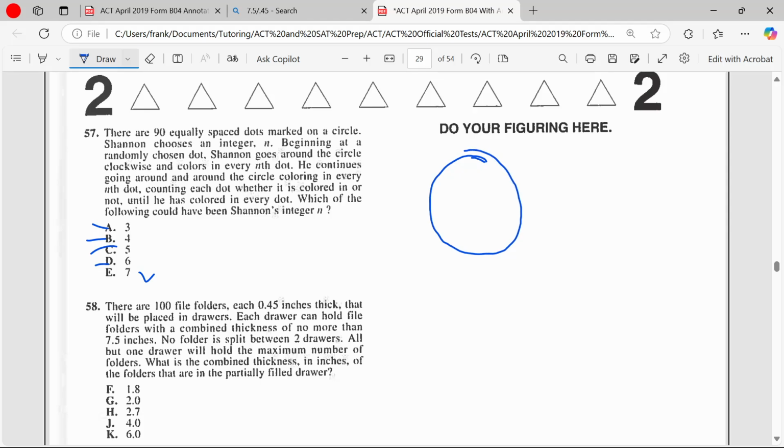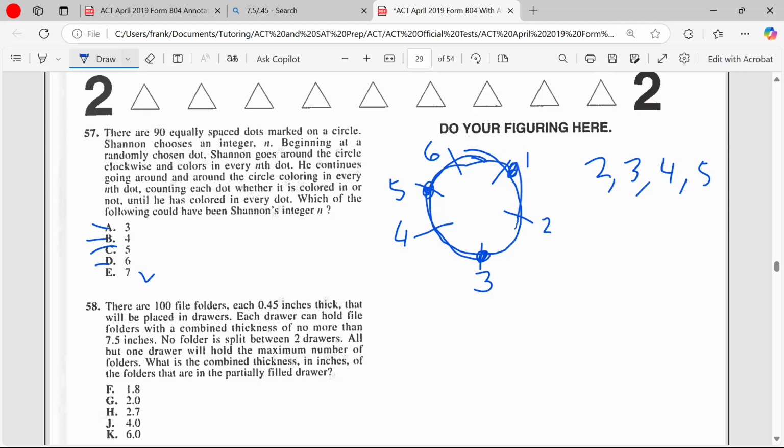I'm going to make an example with 6 dots. 1, 2, 3, 4, 5, 6, and I'll just number them. And I will try 2, 3, 4, 5. Let me start here, and I'll go every second dot. 1, 2, 1, 2. I got back to the same dot. So notice I was only hitting odd numbers. That may have given it away, but also I eventually got to the same dot, and 2 is a factor. It goes evenly into 6, so that's out.